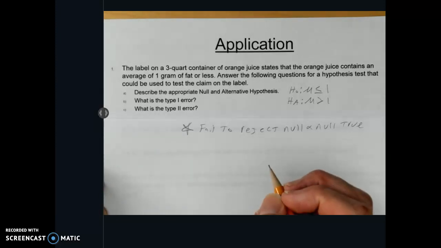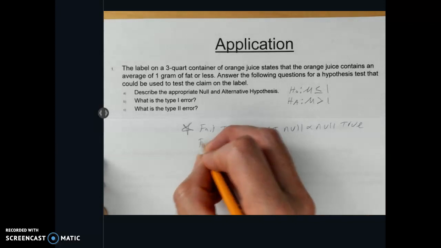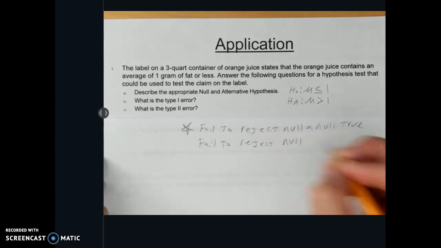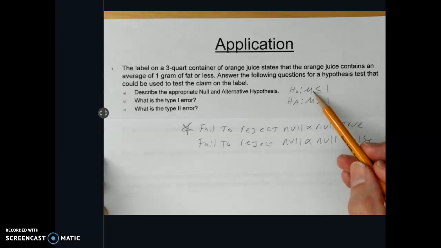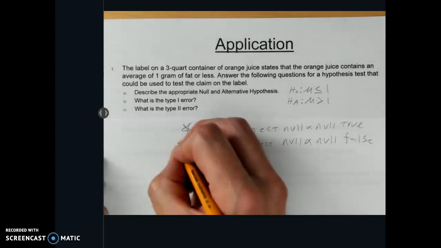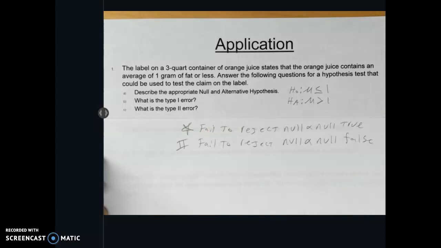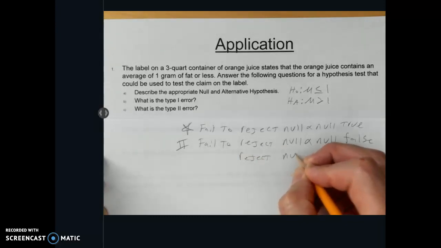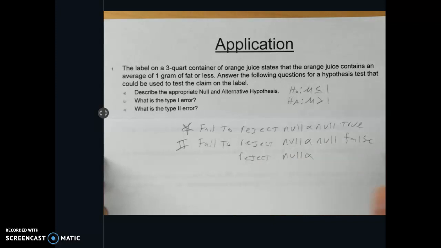What if instead we fail to reject the null, and the null is false? So we fail to reject this, but it's wrong. Okay? In that case, we would have a type 2 error. Type 2 error there. We want to avoid that. Okay? What if we reject the null and the null is false?